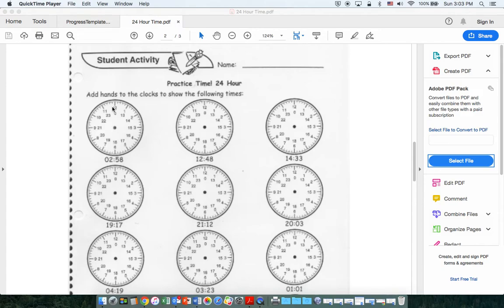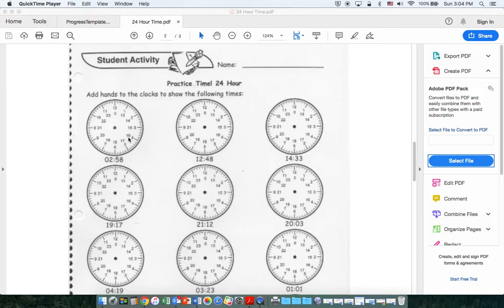So let's take a look at this pattern though. You will notice that there's a couple patterns here. The outside number plus 12 equals the inside number. So for example, 12 plus 1 is 13. 12 plus 2 is 14. 12 plus 3 is 15. 12 plus 4 is 16.